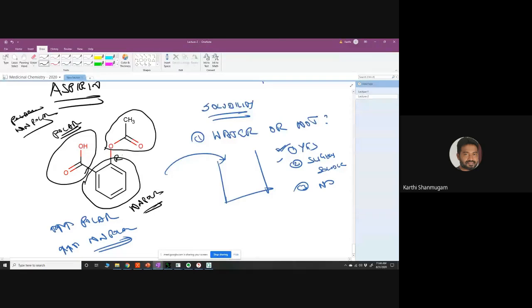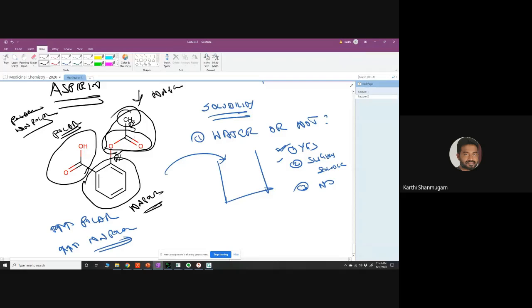You should not get confused. If this is R and this is R prime, we have to include this for ester. Any idea whether this part is polar or non-polar? We have a strong electronegative group. And what about this methyl group? Is it polar or non-polar? Non-polar, sir. This is non-polar, right?